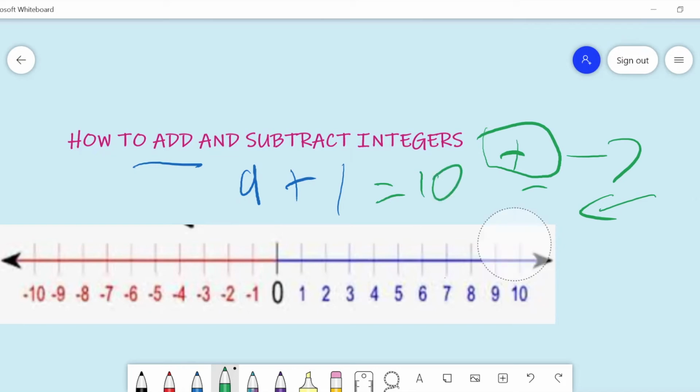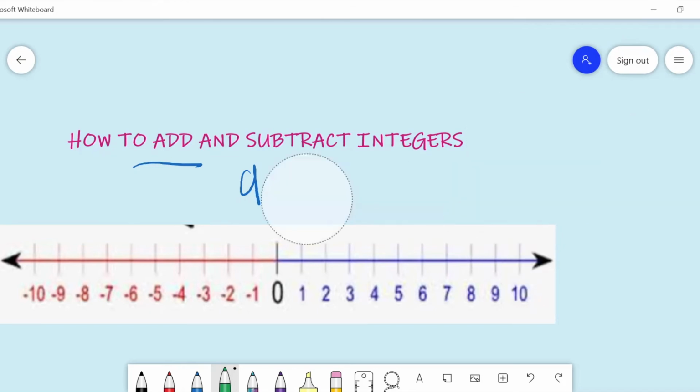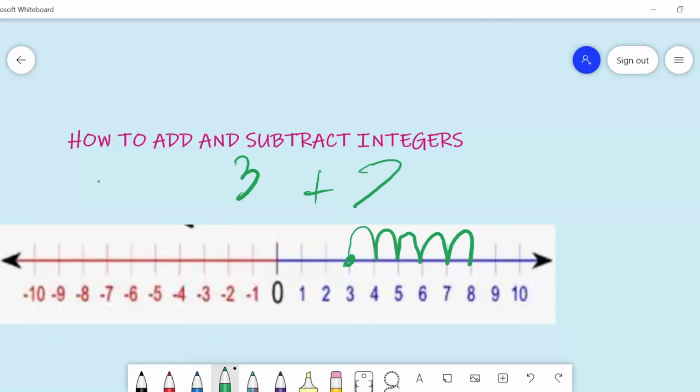Let's take another example. Let's take 3 plus 7. Then we mark 3 and we go 7 steps to the right. 1, 2, 3, 4, 5, 6, and 7. And then our answer is 10. It equals 10.